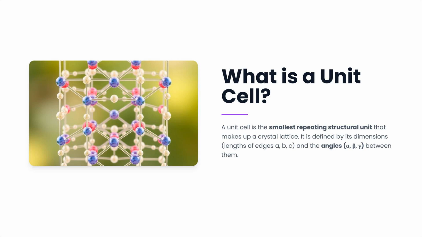The unit cell is characterized by 6 parameters: 3 edge lengths called A, B, and C, and 3 angles called alpha, beta, and gamma. These parameters completely define the shape and size of the unit cell, which determines the overall crystal structure.